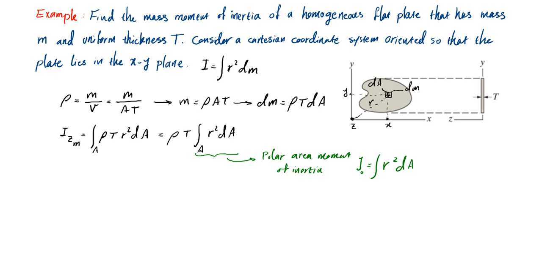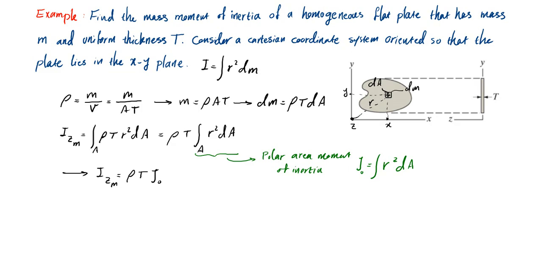So we can see that the mass moment of inertia around z-axis is related to the polar area moment of inertia. I can write it. Let's see if I can even more simplify that. So I_z^m would be m. Well, not quite there. So that would be rho t J naught.